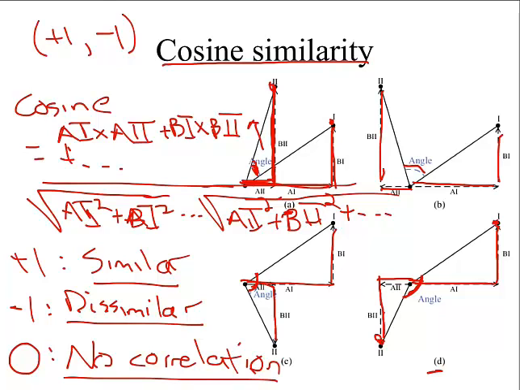On the other hand, values closer to 0 indicate that the angle is closer to 90 degrees, like in this case, and that really indicates no similarity. So maybe A rated the two movies differently, but B rated them the same. Then maybe C rated them the same, D rated them differently. We can't come up with a way to find a similarity between the movies.